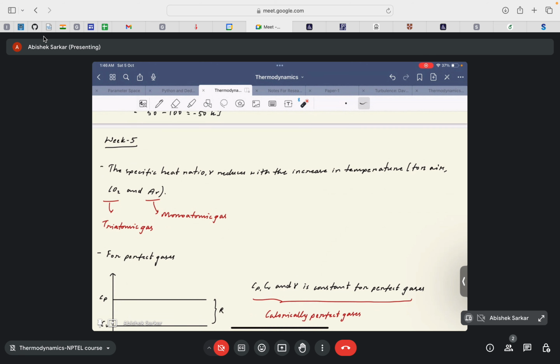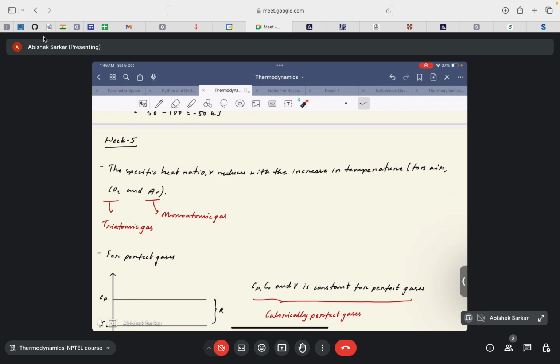The first statement, as discussed by Professor Anand, is that the specific heat ratio, gamma, is equal to Cp by Cv. The specific heat ratio is the ratio of the specific heat at constant pressure over the specific heat at constant volume. And it is mentioned that the specific heat ratio gamma reduces with the increase in temperature for air, carbon dioxide and argon. So air is a mixture of gases, carbon dioxide is a triatomic gas, and argon is a monoatomic gas.